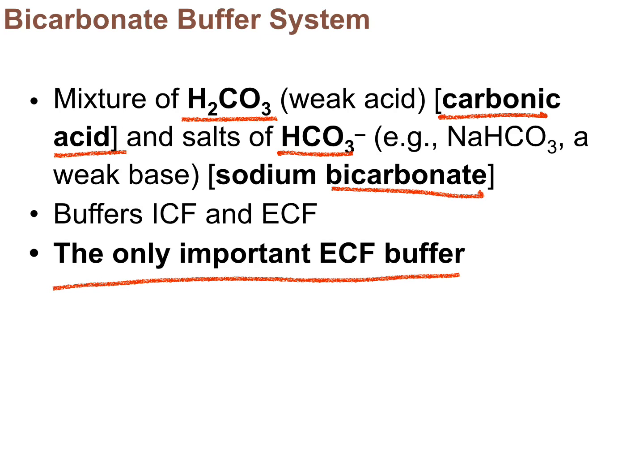Now, carbonic acid is a weak acid and it can release one hydrogen. And bicarbonate is a weak base that can bind one hydrogen. Okay, so every one bicarbonate we have will bind one hydrogen. Every one carbonic acid can release a hydrogen, and so it can change the pH just a bit, right? So we can use these as buffers to tie up hydrogens or to release hydrogens. Now, it works in the intracellular and the extracellular fluid, but it is the only important buffer in the extracellular fluid.